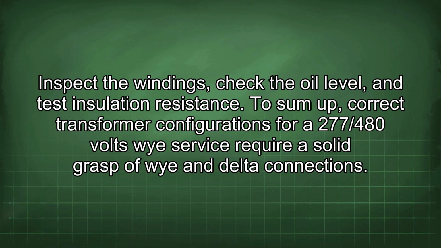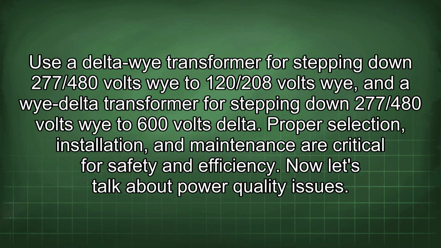To sum up, correct transformer configurations for 277/480 volts Y service require a solid grasp of Y and delta connections. Use a delta Y transformer for stepping down 277/480 volts Y to 120/208 volts Y, and a Y delta transformer for stepping down 277/480 volts Y to 600 volts delta. Proper selection, installation, and maintenance are critical for safety and efficiency.